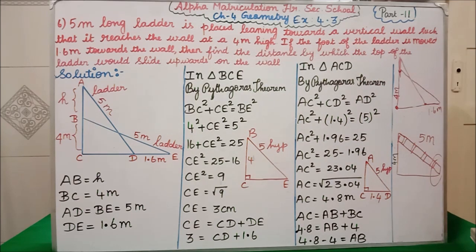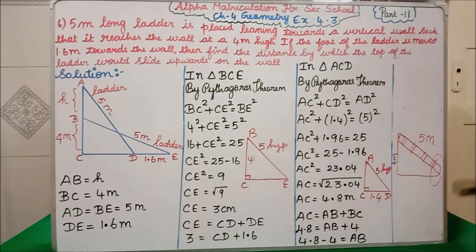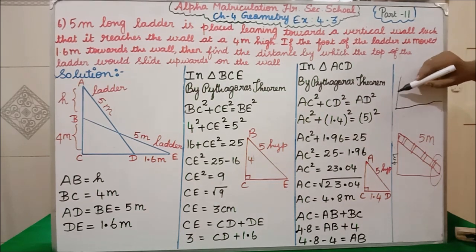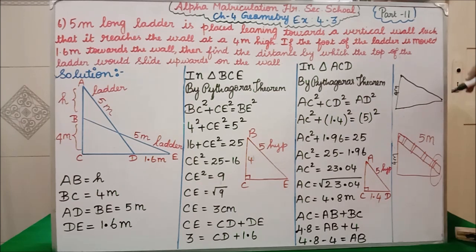If the foot of the ladder is moved 1.6 meter towards the wall. Towards the wall means what? Now the ladder foot is here and the top portion is here. Wait, I will draw and show you one more time. See students, now we are having the ladder, the base. This is our base. This is our building. At 4 meter height we are placing the top of the ladder and the foot of the ladder is placed here. Now the total length of the ladder is what? 5 meter, we all know.